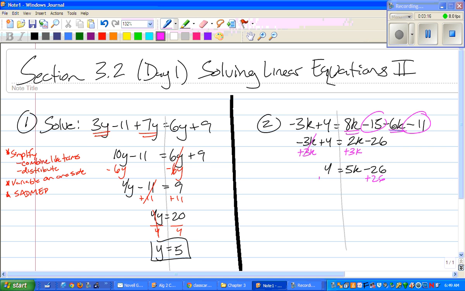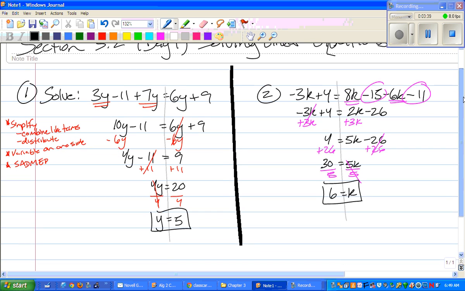Alright, so add 26 to both sides. We get 30 equals 5k. And the last thing to do would be to divide and get 6 equals k. Alright, let's go on to the next problem.